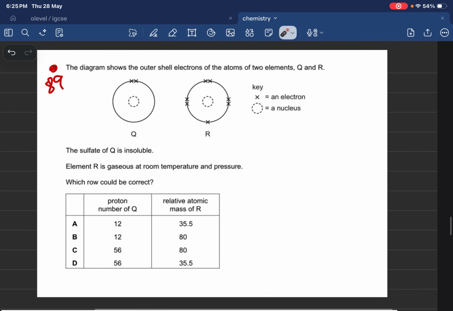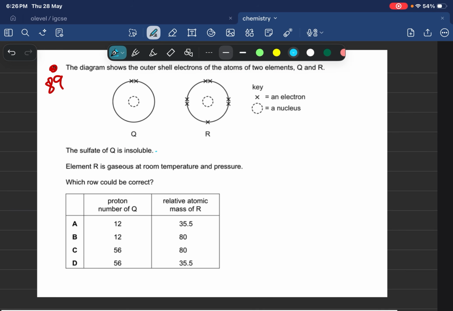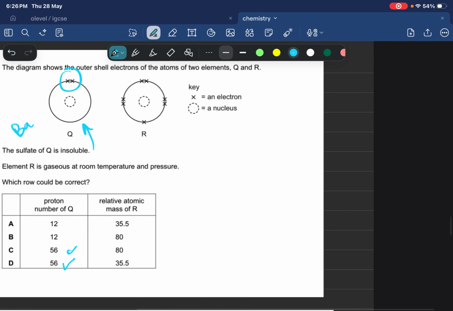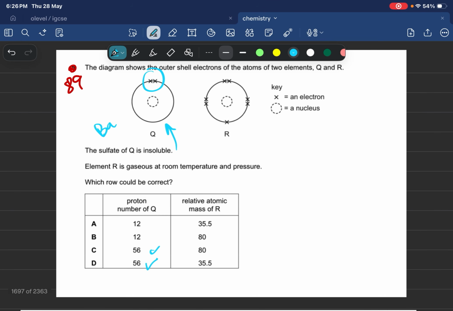The diagram shows the outer shell electrons of the atom of two elements Q and R. The sulfate of Q is insoluble. Okay, Q sulfate, I know it's barium, because look, 2 electrons in the last shell tells me group 2, insoluble barium sulfate. Proton number of barium, I think it's 56. Okay, I think. Element R is gaseous at room temperature. 1 2 3 4 5 6 7, so it's in group 7.